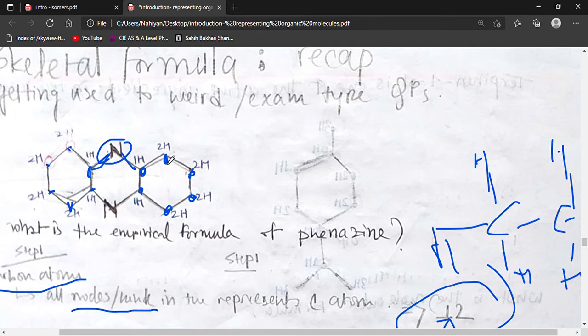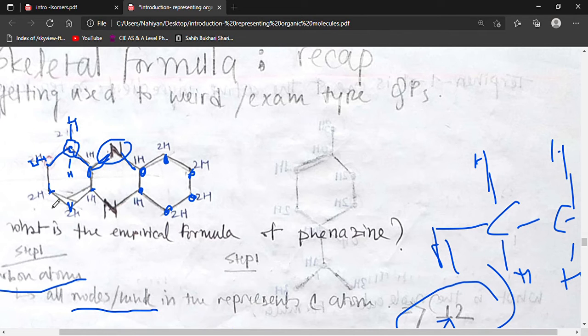Let's focus on this first one. We see this is a carbon and it is bonded to two other carbons, so it can have two more bonds. It can have one hydrogen and another hydrogen, so it can have two hydrogens. Similarly, these have two bonds, so this can have two hydrogens.